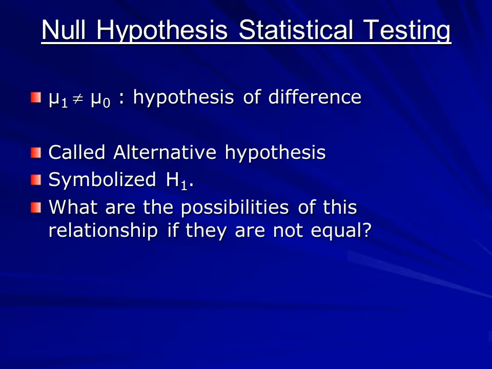So what are the possibilities of this relationship if they're not equal? If they're not equal, what can happen? If they're not the same, this one could be either larger or smaller than this one. If this one's larger, they're not equal. If this one's smaller, they're not equal. So right now, there's theoretically two possibilities here. Not equal means one could be larger, or the other one could be larger.